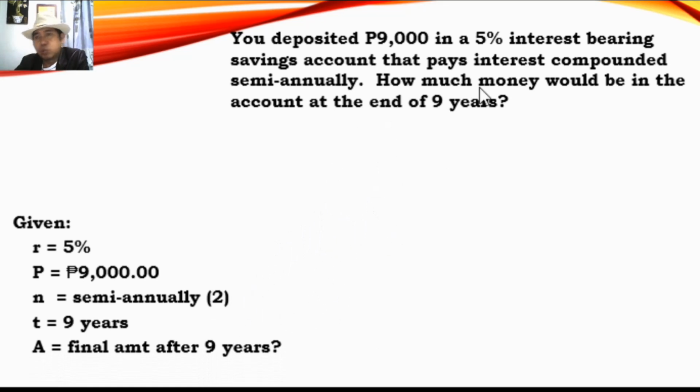So when we are going to solve this problem, we will be following the equation that I gave to you before: P multiplied by the quantity 1 plus r over n, raised to n multiplied by t. That is the one that we are going to use. You will notice I have here the principal, the rate, the n, which is the mode of conversion, and the time. What is the problem? What is the final amount at the end of 9 years?